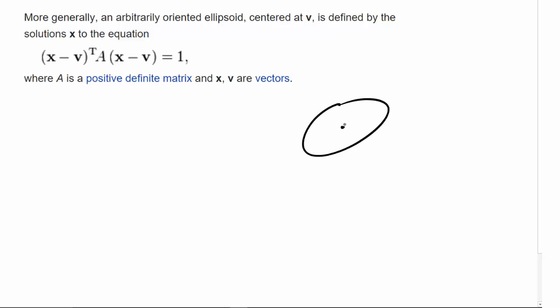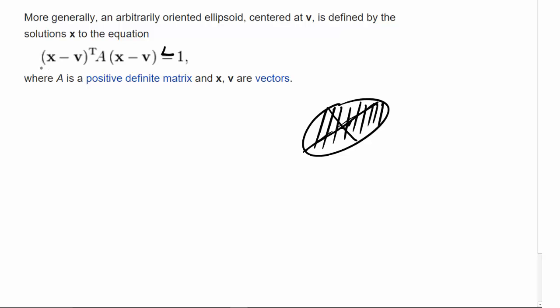v is the center of the ellipse, and then the first eigenvalue of the matrix A is the length of the major axis, and the second eigenvalue is the length of the minor axis. And if we say the points that satisfy less than or equal to 1, those are all the points on the interior of the ellipse.